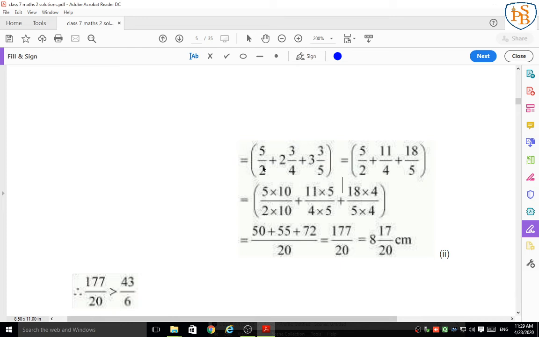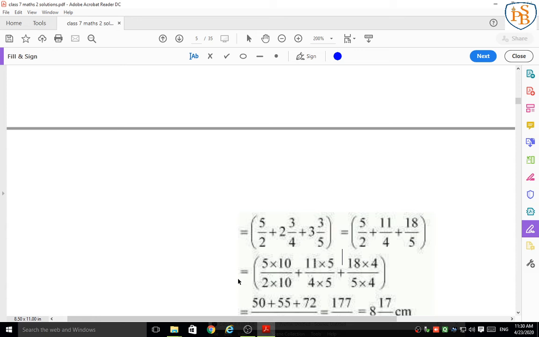Look at here carefully, that is 5 upon 2 plus 2 and 3 upon 4 plus 3 and 3 upon 5. By converting these mixed fractions into improper fractions, we get here 11 upon 4 and 18 upon 5. And by finding out the LCM of these numbers, and by doing the multiplication process, we get here 50 plus 55 plus 72, which gives 177 upon 20.